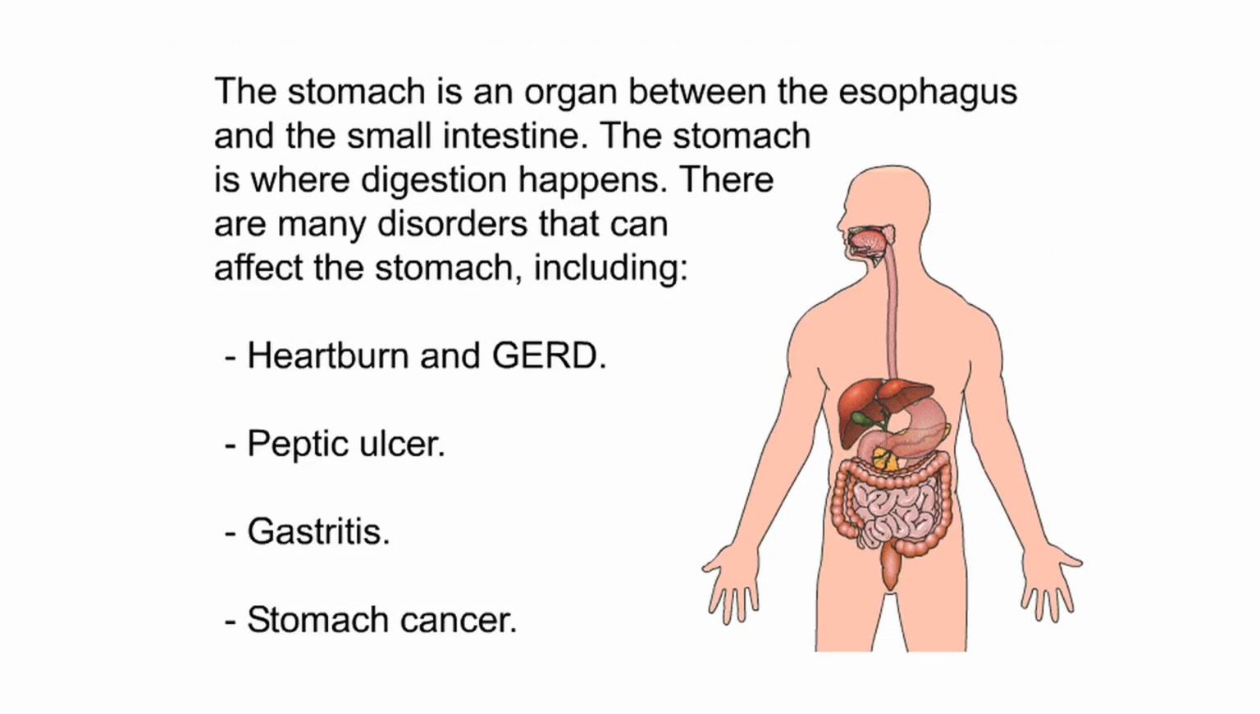Summary. The stomach is an organ between the esophagus and the small intestine. The stomach is where digestion happens. There are many disorders that can affect the stomach, including heartburn and GERD, peptic ulcer, gastritis, and stomach cancer.